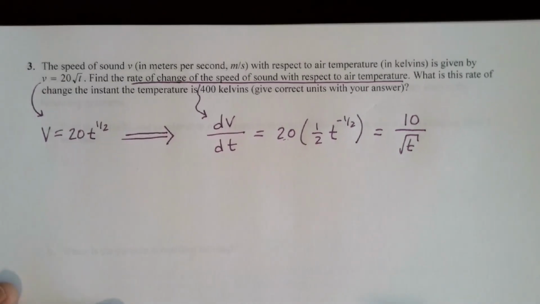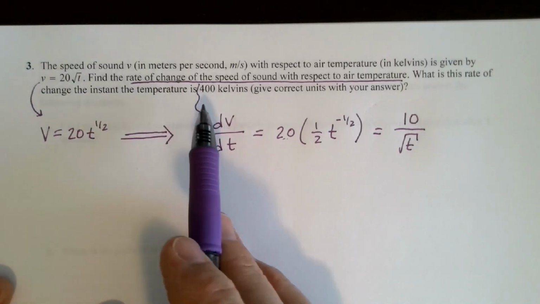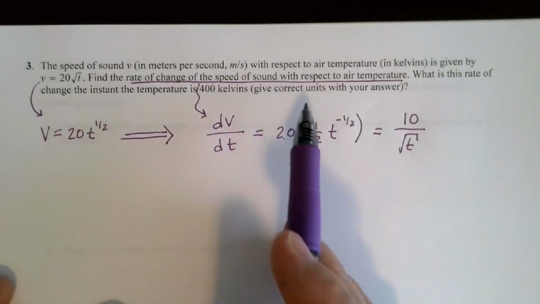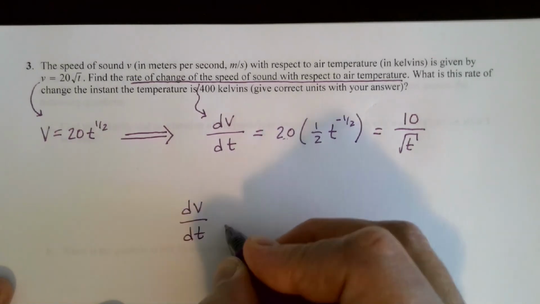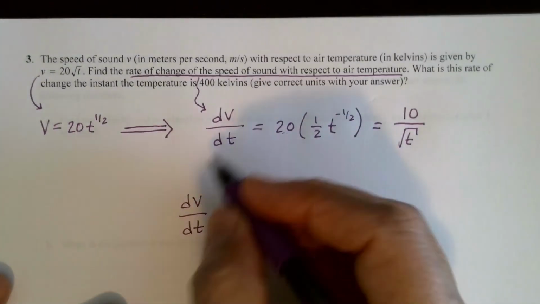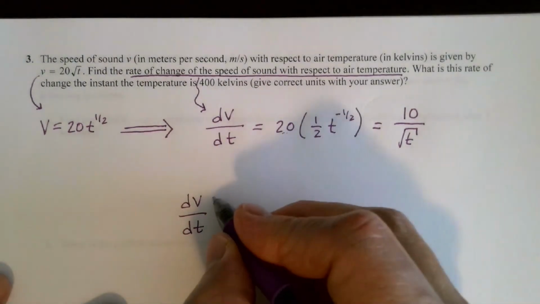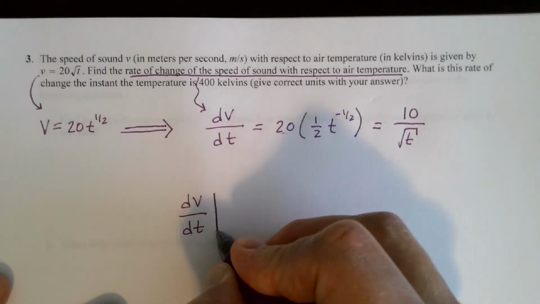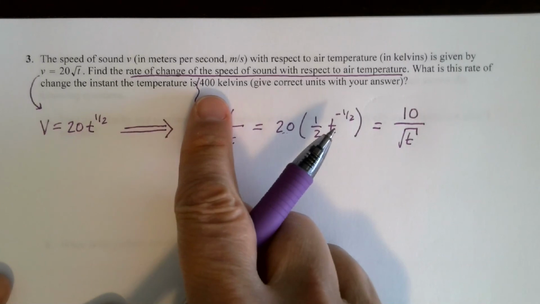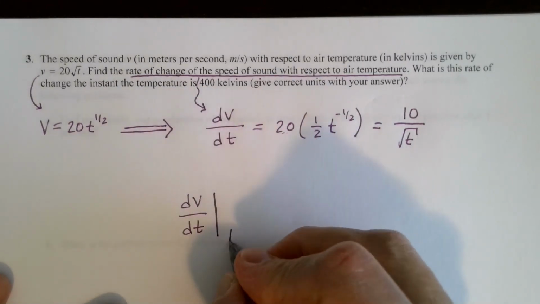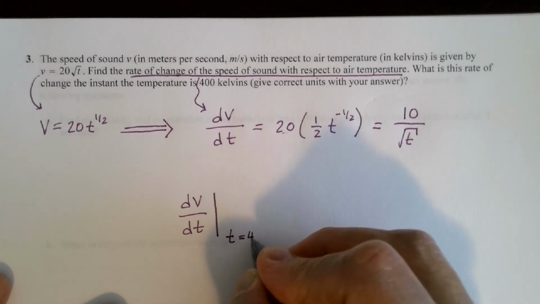Okay. And now we can answer this last question. What is the rate of change the instant the temperature is 400 kelvins? And then give correct units. So we're looking at evaluating dV/dT, and when we're evaluating this type of notation for the derivative, the Leibniz notation, we'll evaluate by doing a vertical bar. And then what are we evaluating at? When the temperature is what? 400 kelvins. T is the temperature in kelvins. And that's going to be equal to 400 then.